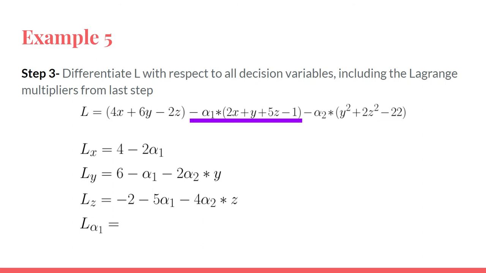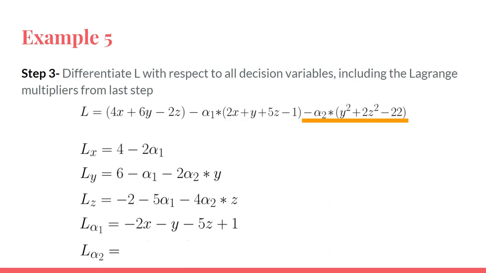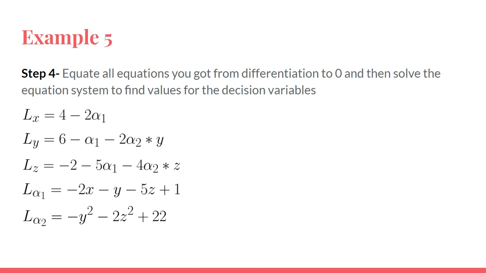We then differentiate L with respect to the first Lagrange multiplier alpha 1. The term inside of L that has alpha 1 in it is going to be minus alpha 1 times 2x plus y plus 5z minus 1. This means that L sub alpha 1 is going to be equal to minus 2x minus y minus 5z plus 1. Finally, we differentiate L with respect to our second Lagrange multiplier, alpha 2. The term inside of L that has alpha 2 in it is going to be minus alpha 2 times y squared plus 2z squared minus 22. By differentiating this, we have that L sub alpha 2 is going to be equal to minus y squared minus 2z squared plus 22.